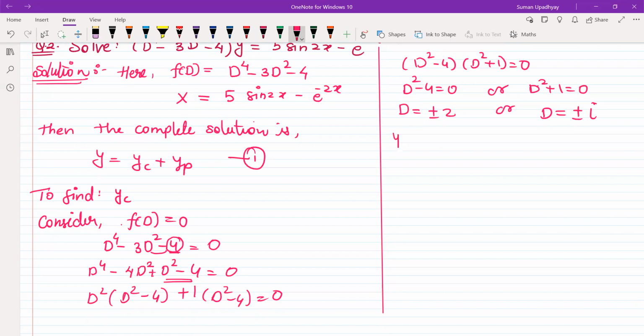So tell me, what will be the formula for yc? All can lower your hands. So tell me the formula for yc, since 2 roots are real and 2 roots are complex. What will be the formula, students?